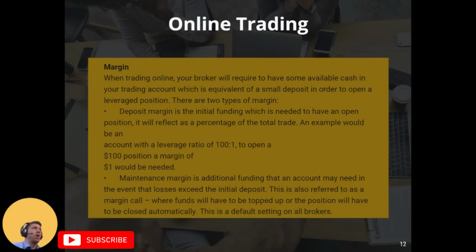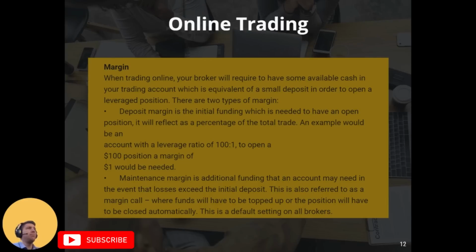Margin. When trading online, your broker will require you to have some available cash in your trading account, which is the equivalent of a small deposit in order to open a leveraged position. There are two types of margin. Deposit margin is the initial funding which is needed to have an open position. It will reflect as a percentage of the total trade. An example would be an account with a leverage ratio of 100 to 1. To open a $100 position, a margin of $1 would be needed.